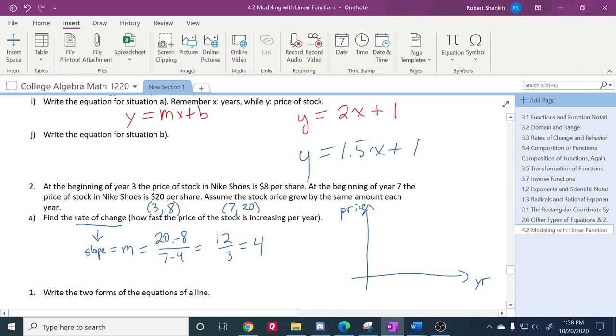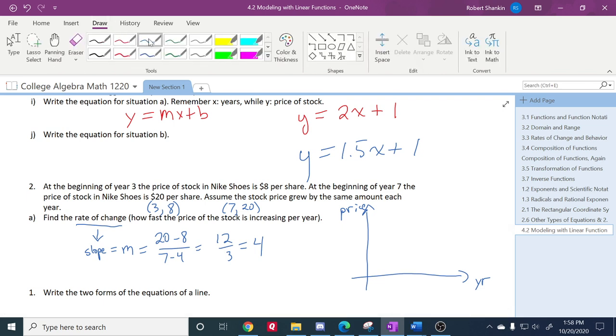Now, what were the units of each of these numbers? This was the year. This was the dollars. Yeah. You put 7 minus 4. Shouldn't it be 7 minus 3? Thank you very much.